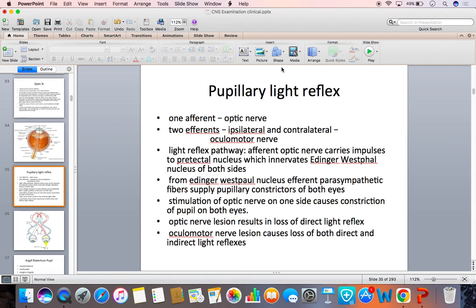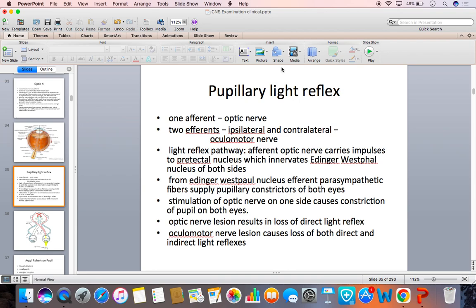There is one afferent nerve and two efferent nerves, because a reflex arc should have an afferent limb, a center, and an efferent limb. Okay. In this, for the pupillary light reflex, the afferent is the optic nerve, the efferents being the ipsilateral and contralateral oculomotor nerves.